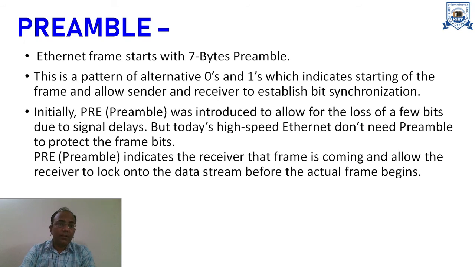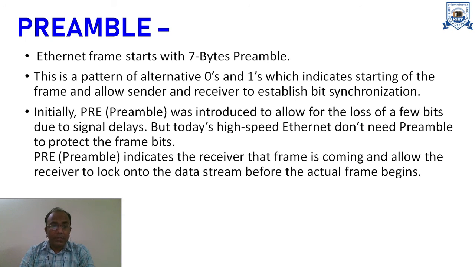So first thing, the preamble. The preamble is the first segment of the complete frame. It comprises 7 bytes. This is a pattern of alternating zeros and ones, which indicates the starting of the frame and allows the sender and the receiver to establish bit synchronization.